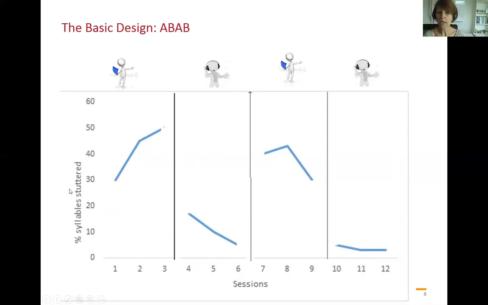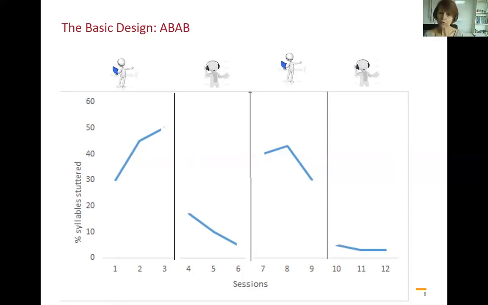So this is known as an ABAB design, and it is the basic experimental single case design. Every other design, which is called an experimental single case design, is a variation of this, but it has the core components of comparing an intervention phase to a baseline phase and demonstrating that it is only when treatment is in effect that you get the desired outcome.